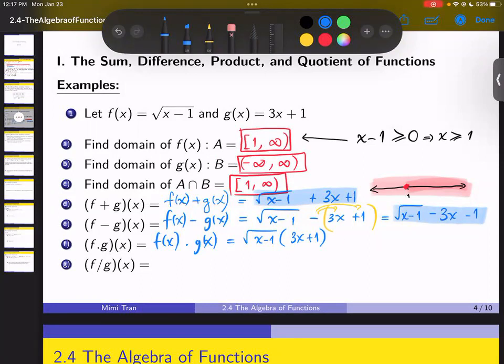Let's distribute the square root of x minus 1. Square root of x minus 1 times 3x. Can I bring 3x to the front? Okay. And write it like that. And then plus 1 times the square root of x minus 1, which is 1 times the square root of x minus 1, which we don't write the 1, so we erase that. Now we're done.